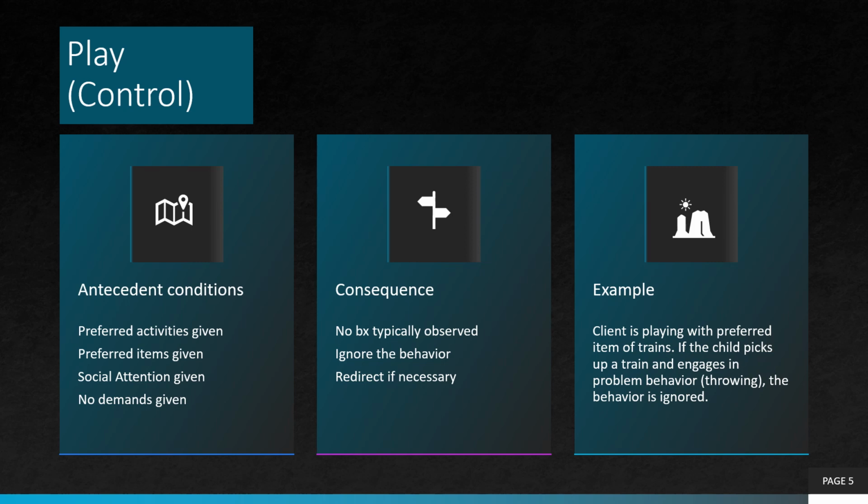For example, if the client engages in property destruction by throwing the preferred item at you, the clinician, then you can respond by ignoring the behavior and pick up another preferred item, such as a car, and ask the client if they want to race.